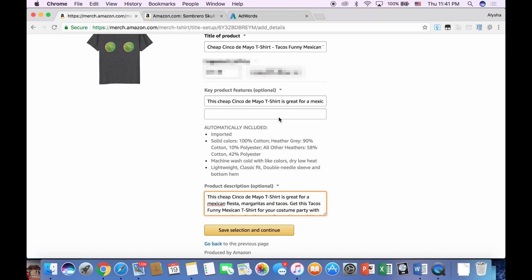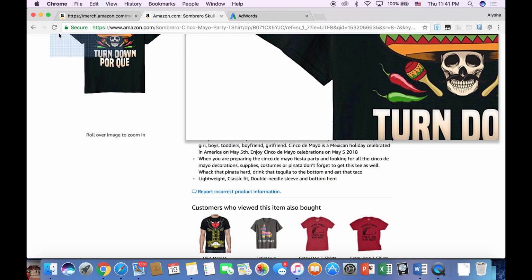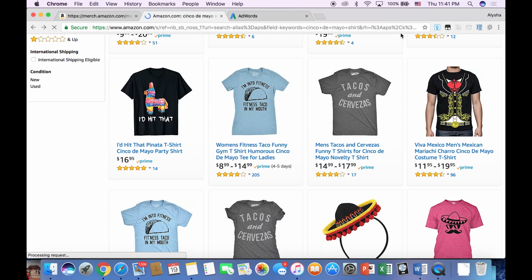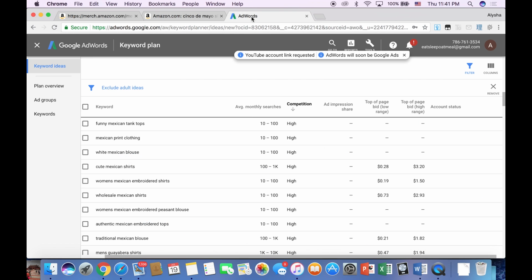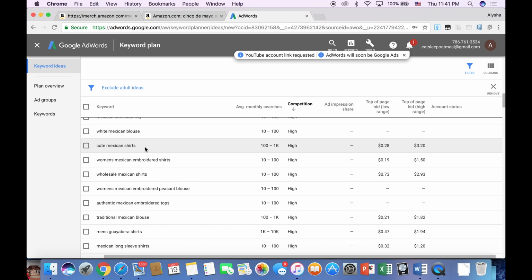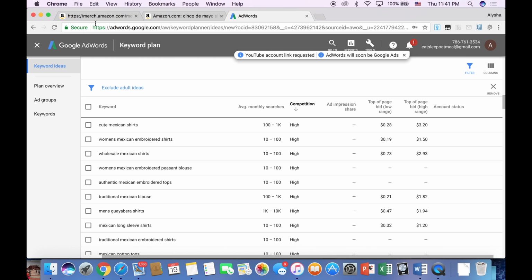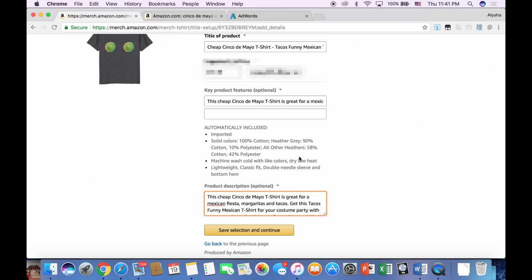Okay, so this is the description that I came up with. Usually when I put in the product features, I literally just copy and paste the description in here, just because I believe that it probably increases the chances of it being seen, but I really don't know. But this is the description that I came up with after using this tool, which is basically just Amazon with the Google Chrome extension, and after looking through the keyword planner that I use with Google.